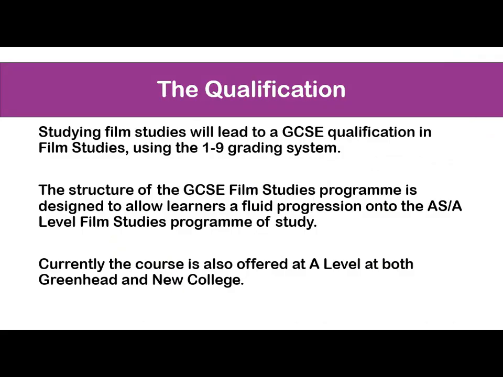At the end of the GCSE course, students will be awarded a GCSE qualification in Film Studies using the 1 to 9 grading system. The structure of the GCSE Film Studies course is designed to allow learners a clear progression route into the AS and A-Level Film Studies programme of study. This is currently offered at A-Level at both Greenhead and at New College.